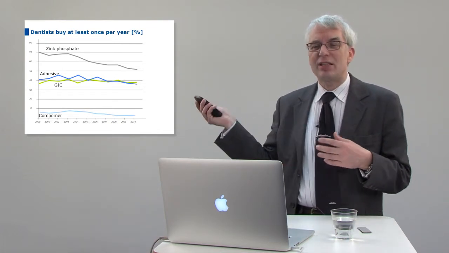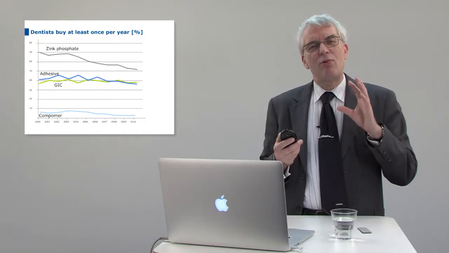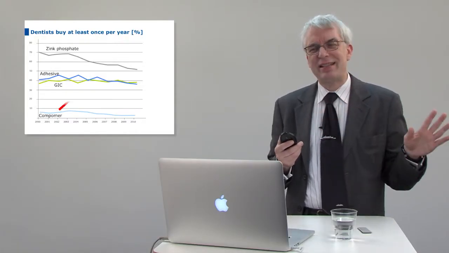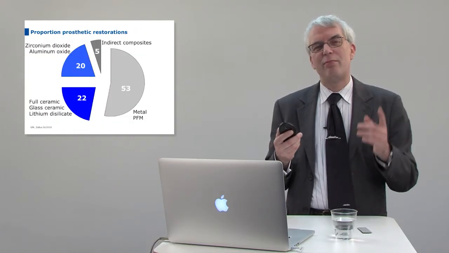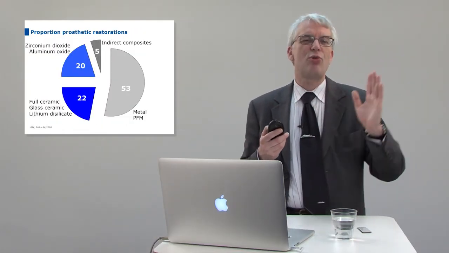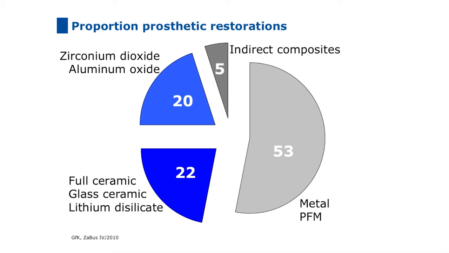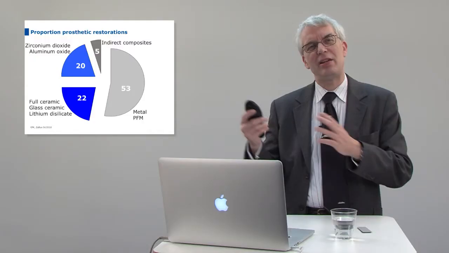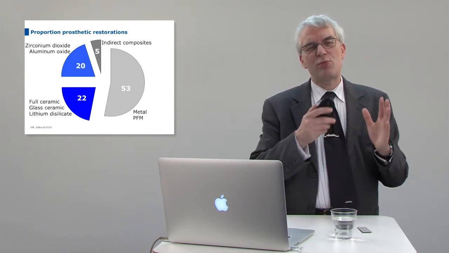If you look at this graph, you can see that the zinc phosphate, adhesive, whatever cement, they basically stay level. The only material group that goes against this trend is self-adhesion. And the reason for this is very obvious, because it's so easy. And because we have a shift towards cementing full ceramics. By now, we have about a 50-50 distribution between metal-based restoration and ceramics. But this trend towards more ceramics is going to continue, and we're going to see more of it.